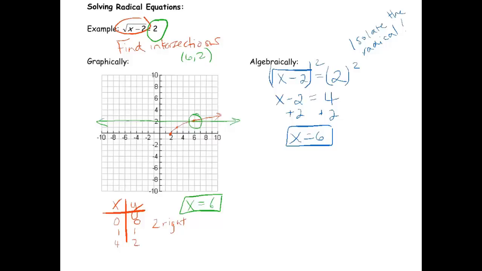There are 2 problems below that I'd like you to practice on your own. And if you're ready for some harder ones, that's what part 2 is going to be all about. Good luck.